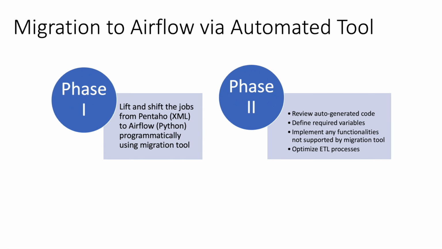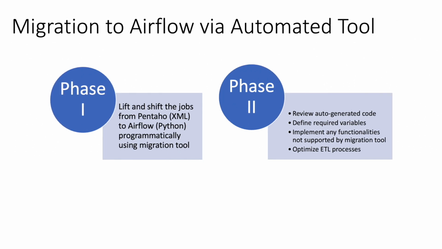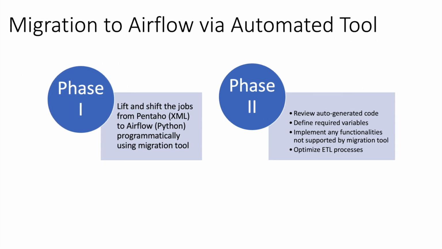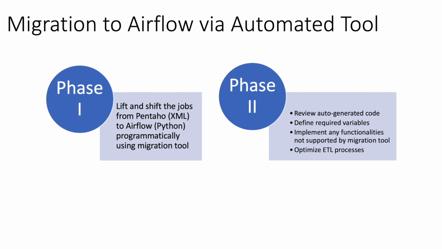Having said that, some Pentaho tasks are not currently supported by the tool, but still, the tool creates a skeleton code for them. In phase 2, developers will be required to make certain modifications within the generated code to ensure the desired functionality. This will give developers an opportunity to reevaluate and increase efficiency and performance better suited to their business objectives.